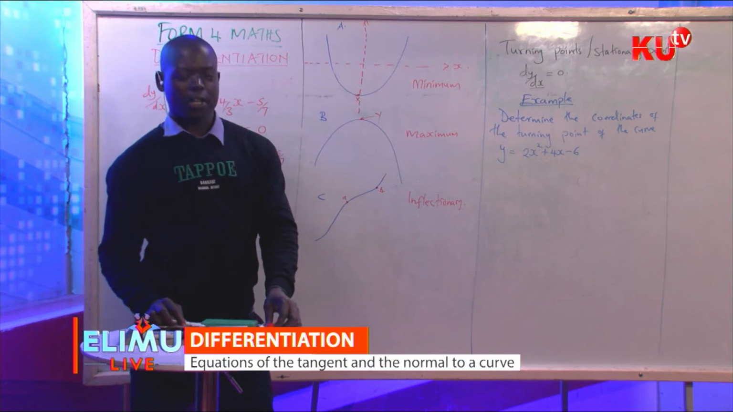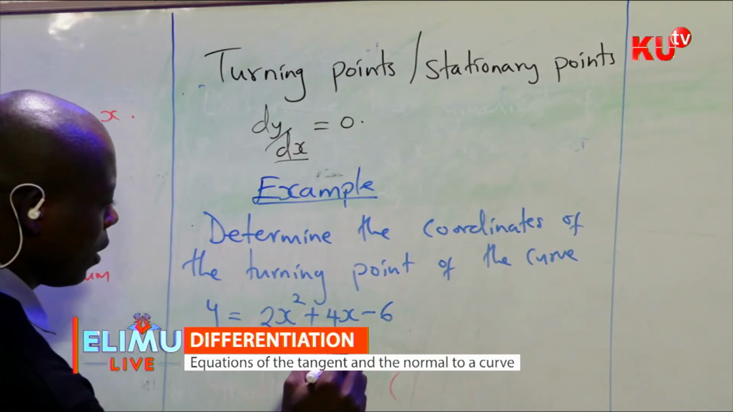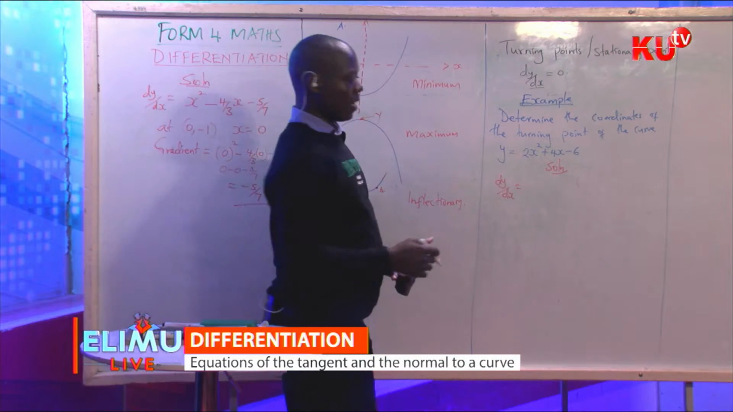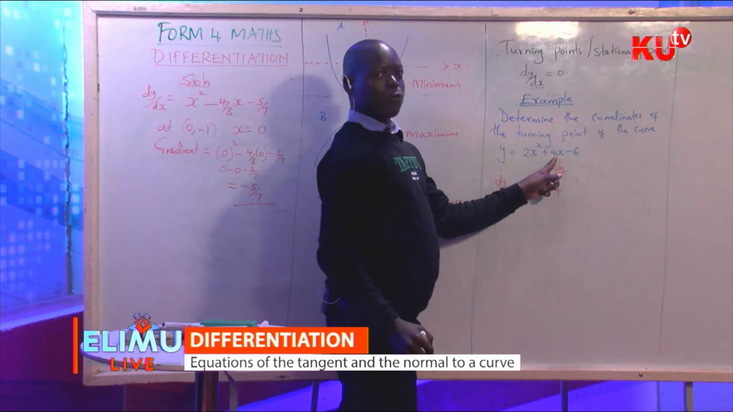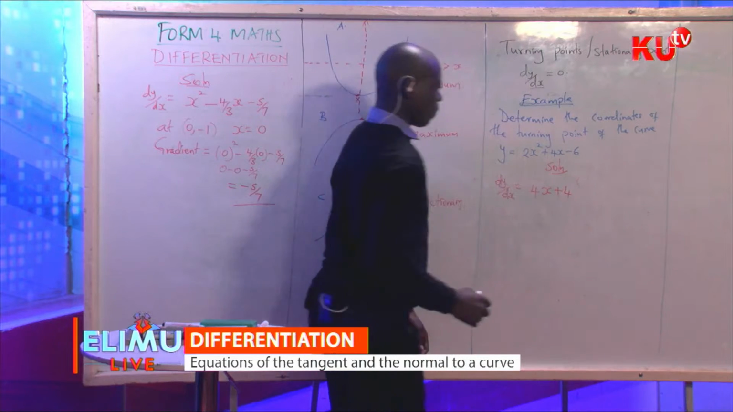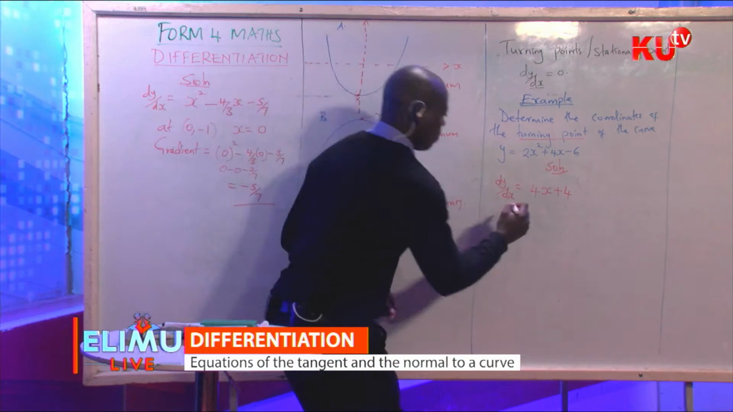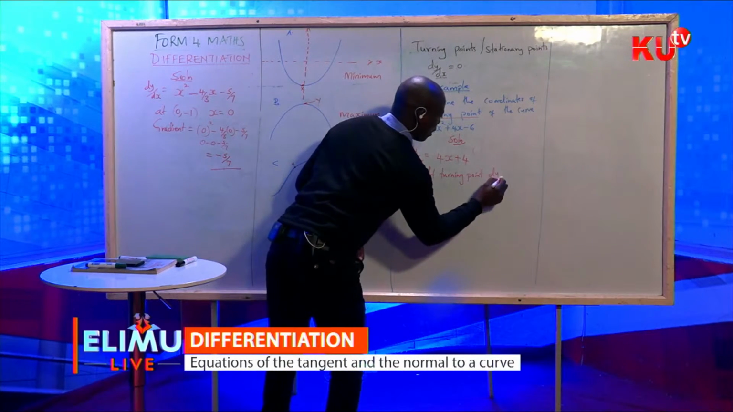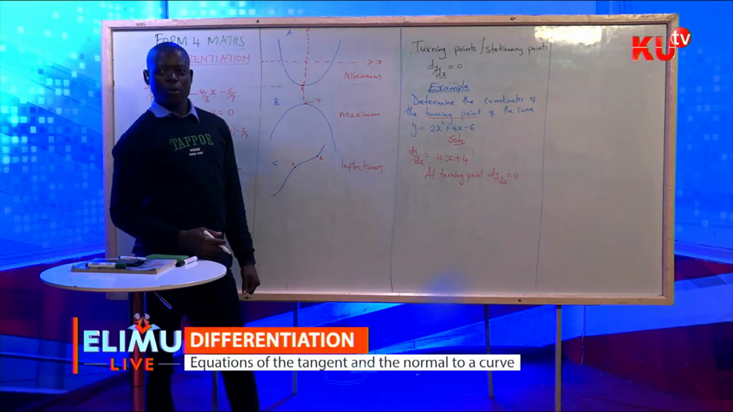Students, where do we start from? Yes, the first thing to do is to differentiate. Good. So will help us differentiate this curve. What's the dy dx? Yes, it will be 2 times 2, that is 4x, then plus the derivative of 4x, which is 4. And now, its turning points. What do we do? At the turning points, dy dx is equals to 0. At the turning point, students, dy dx is equals to 0.